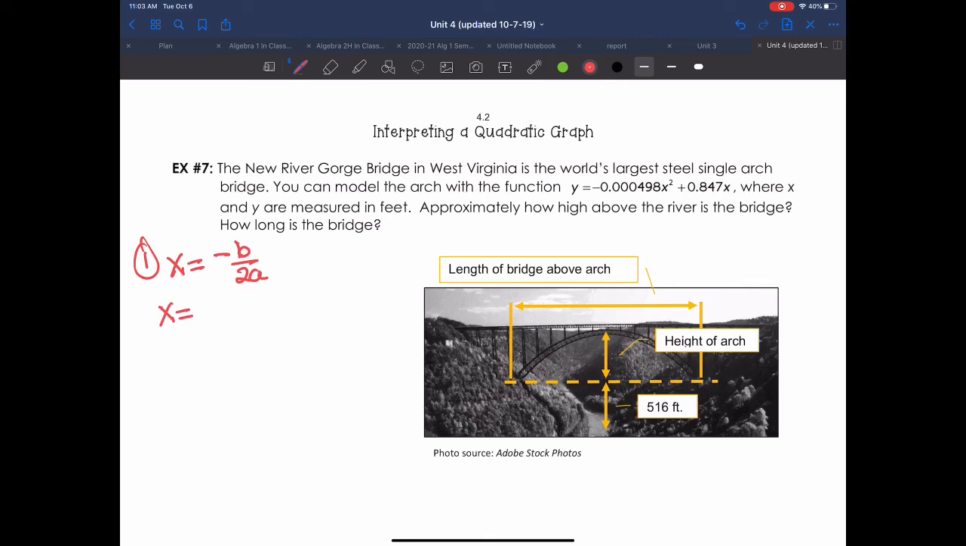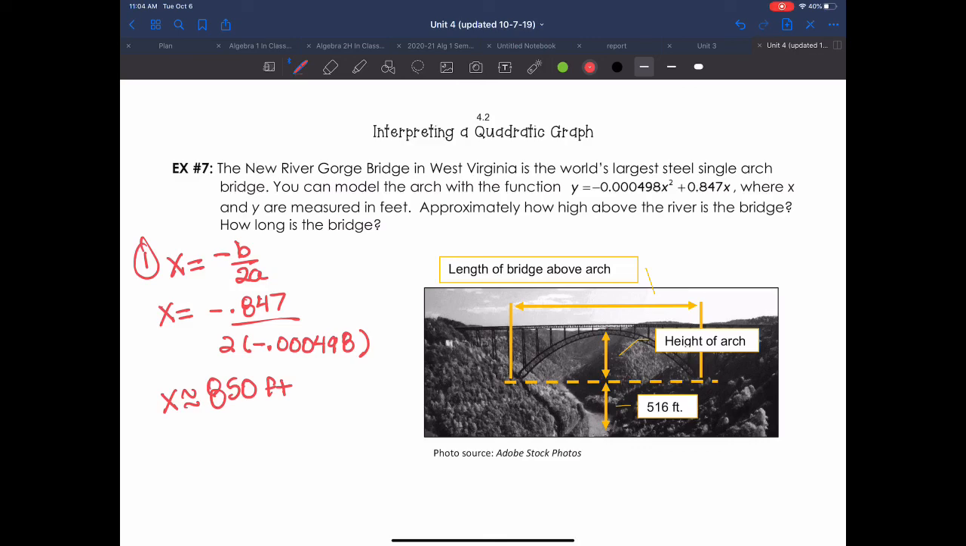X equals negative b, that's going to be negative 0.847 over 2a, which is 2 times negative 0.000498. Oh my goodness. So if I plug this into my calculator, I'm going to get negative 0.847 divided by 2 times negative 0.000498. That gives me this interesting number, which means x is approximately, rounding to the nearest whole number, 850 feet. Okay, so it's about 850 feet.